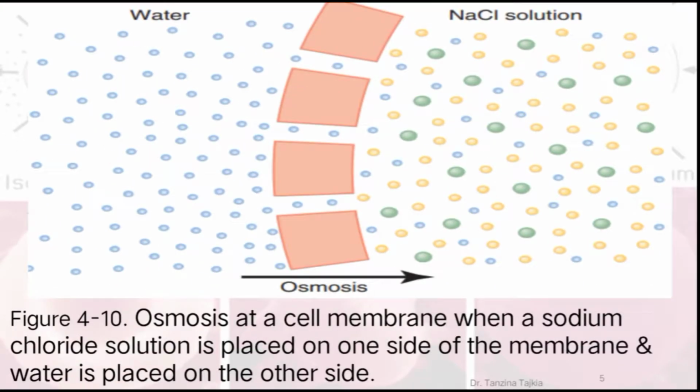In this figure, osmosis occurs at the cell membrane when a sodium chloride solution is placed on one side of the membrane and water is placed on the other side of the membrane. This figure is taken from the Physiology book, which is written by Guyton.